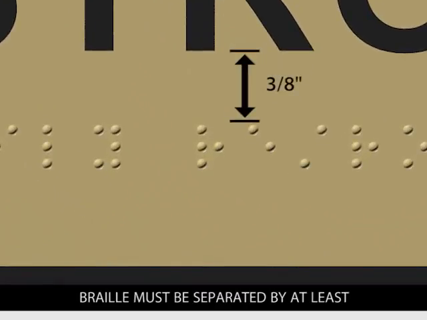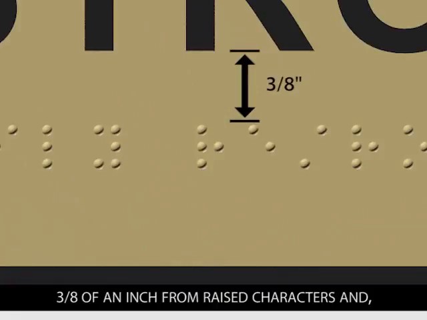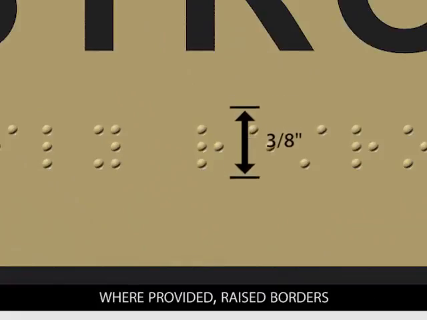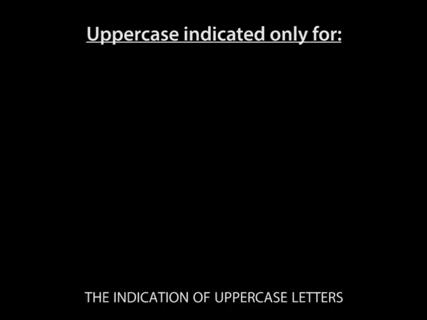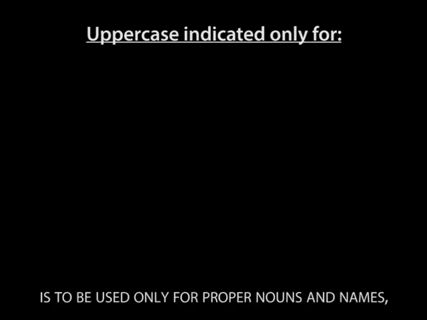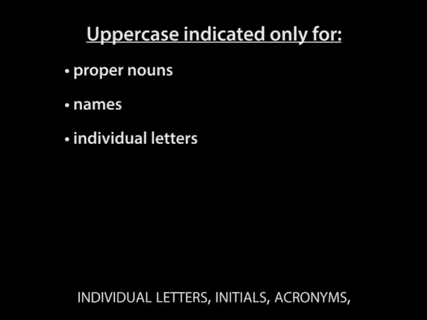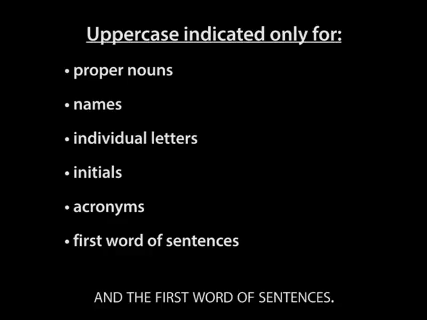Braille must be separated by at least 3/8 of an inch from raised characters and, where provided, raised borders and decorative elements. The indication of uppercase letters is to be used only for proper nouns and names, individual letters, initials, acronyms, and the first word of sentences.